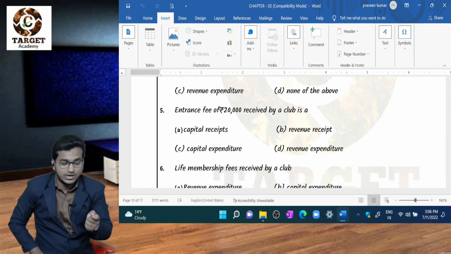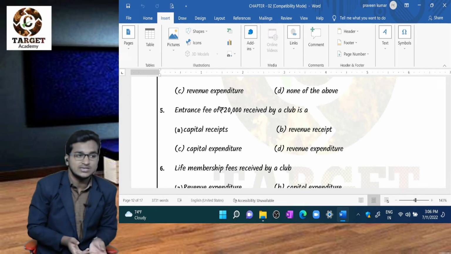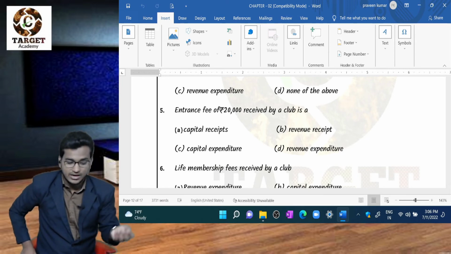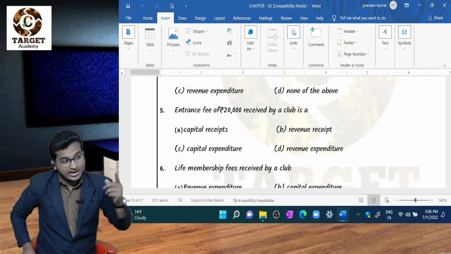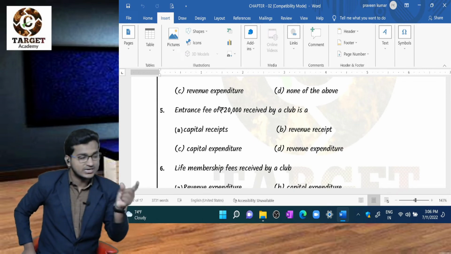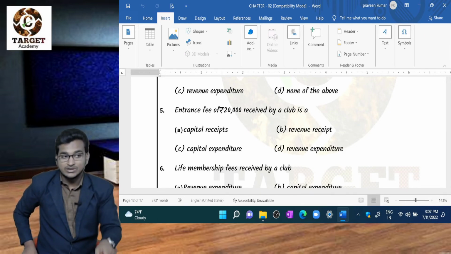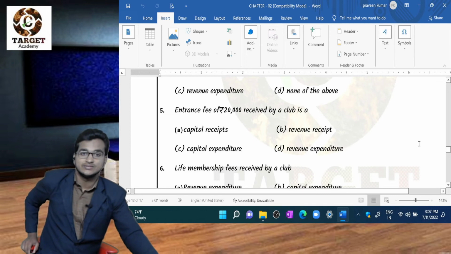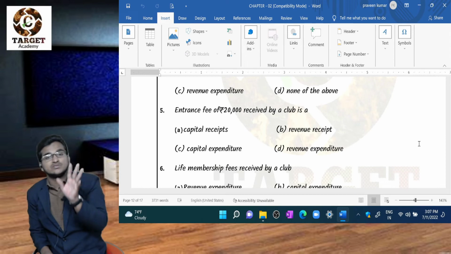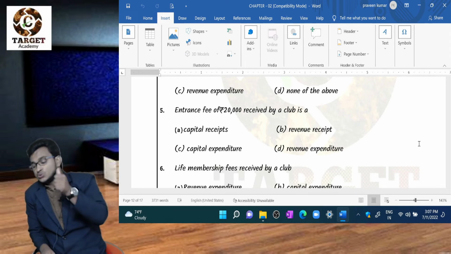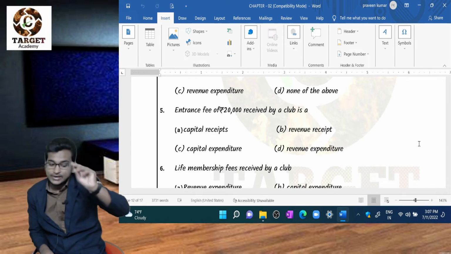Here we are receiving an entrance fee, which is routine in nature. For example, one person came and paid 20,000 rupees, and another day he has to pay 20,000 rupees to me again, because that is an entrance fee. Every time he has to pay. Then that is a revenue receipt, not a capital receipt. Okay, if it is a life membership fee, that is the other case, that is only a one-time payment or receipt to us, then that is a capital receipt.